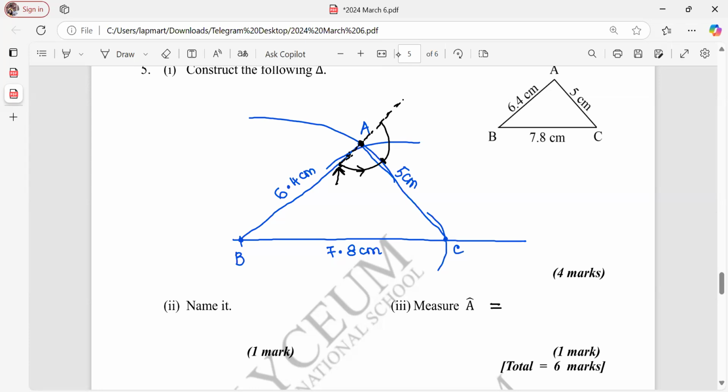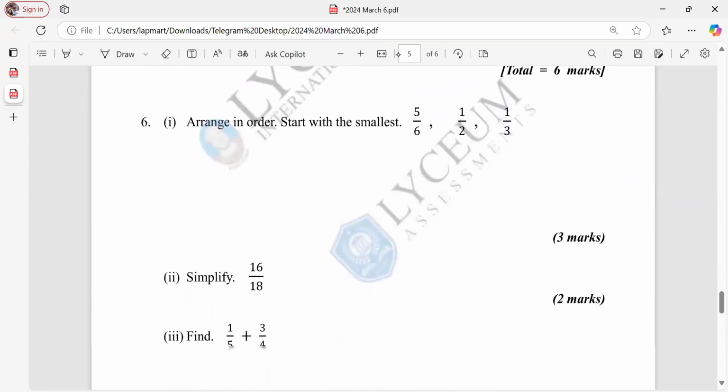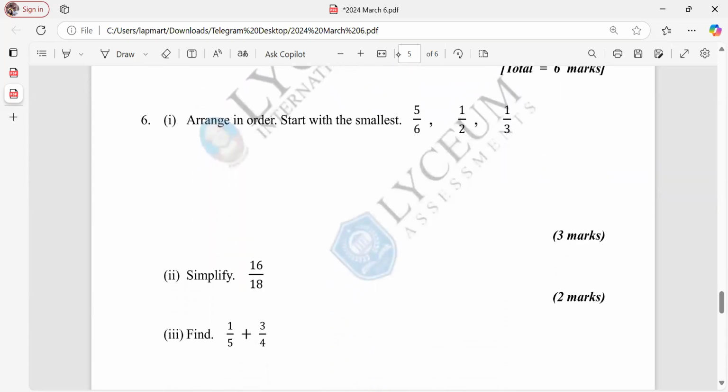Right. Okay, so then we will move to the next question. Arrange in order. Now here we have fractions. The only problem is that we have different denominators. Whenever you come across fractions with different denominators, first you want to convert them into a common denominator.